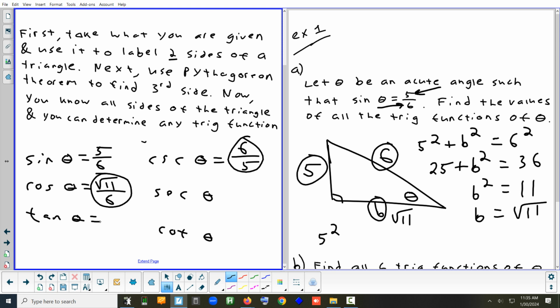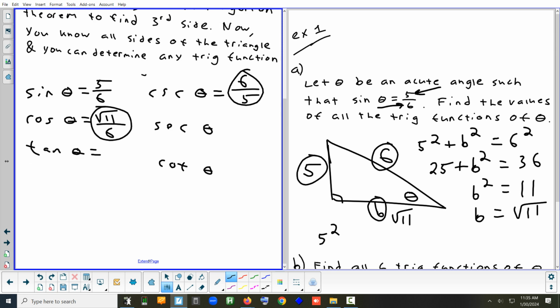Okay. How about tangent? It's going to be 5 over the square root of 11. Is that an okay answer? No. We don't want to leave that square root in the bottom. So what do we multiply by to fix it? Square root of 11 over square root of 11. That gives you what in the bottom? 11. And in the top? 5 square roots of 11.